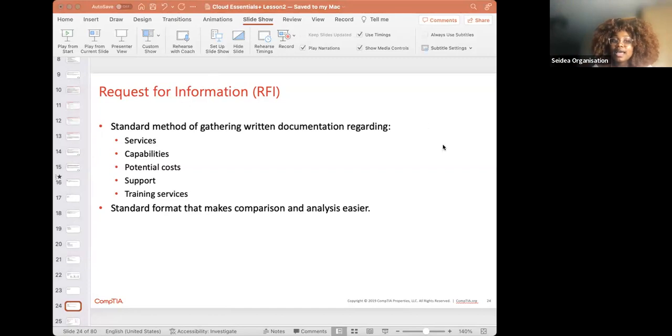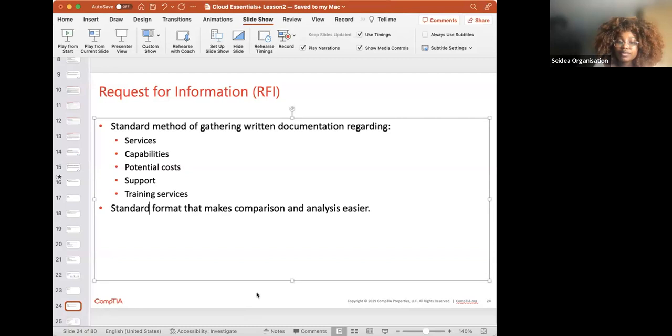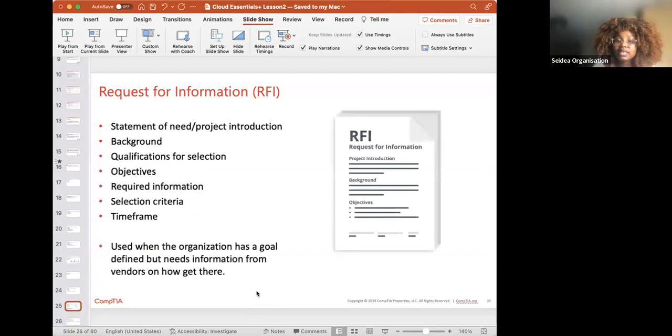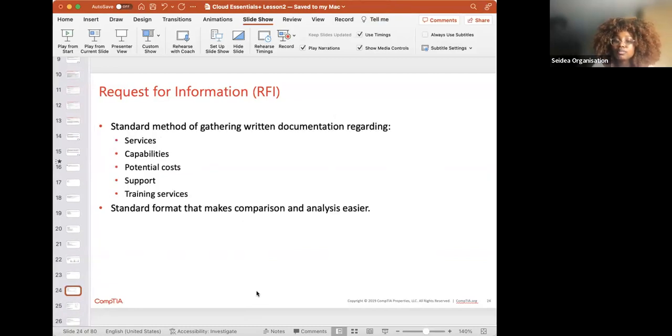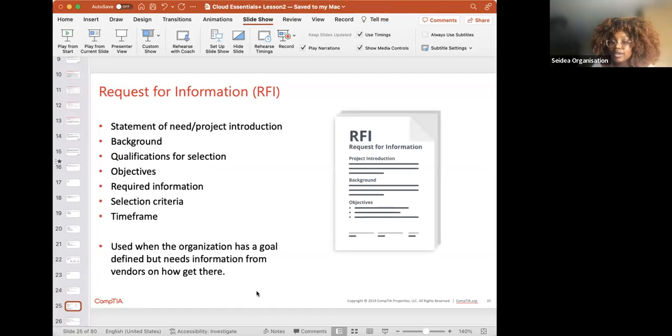Now, the standard format for a request for information deals with 4 different things. It basically allows you to make comparisons between the different vendors and makes your analysis easier.